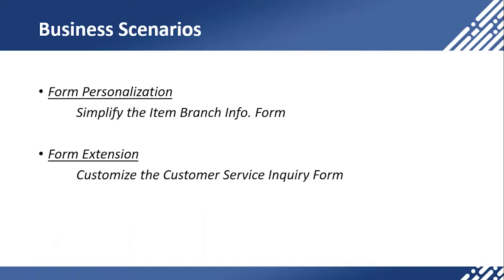Let's consider two examples. In one, we want to simplify the item branch info form using form personalization. The other example is to customize the customer service inquiry form using form extension. In form personalization, we just simplify the item branch form. And in form extension, we will add some required fields as per our business requirements to the customer service inquiry application.